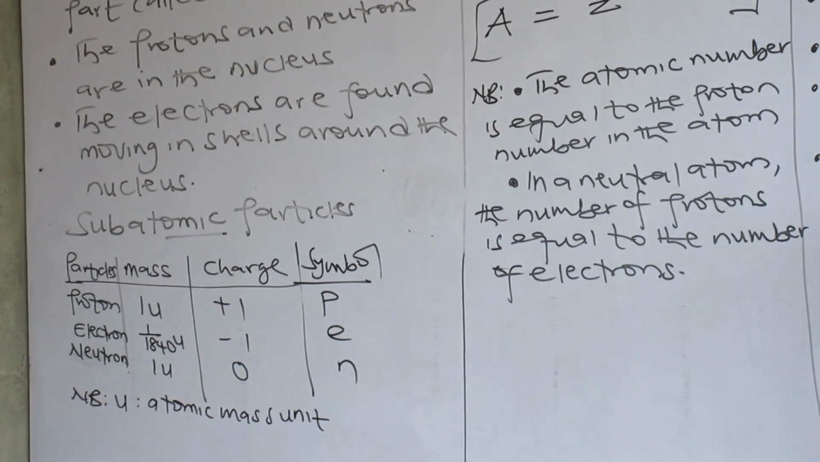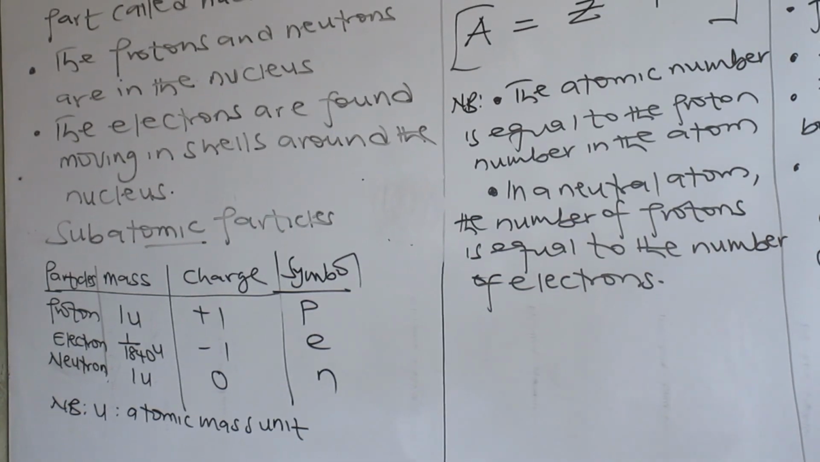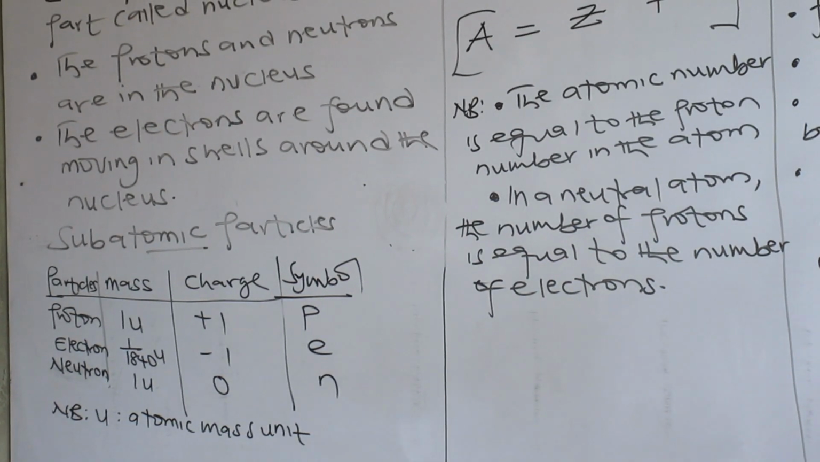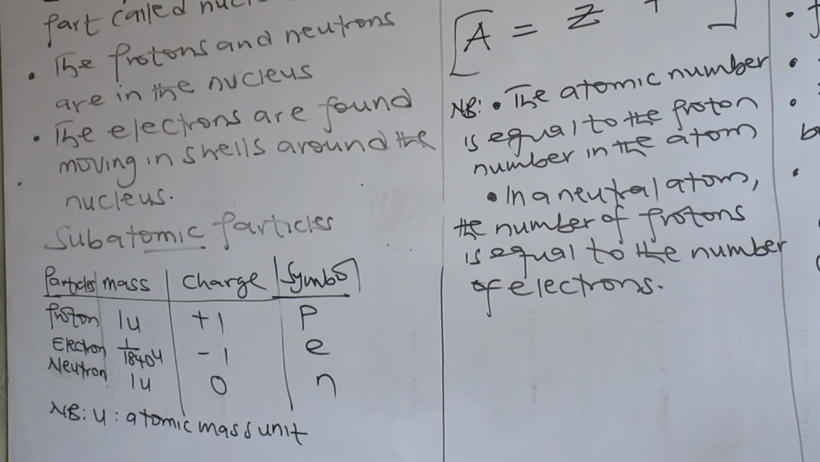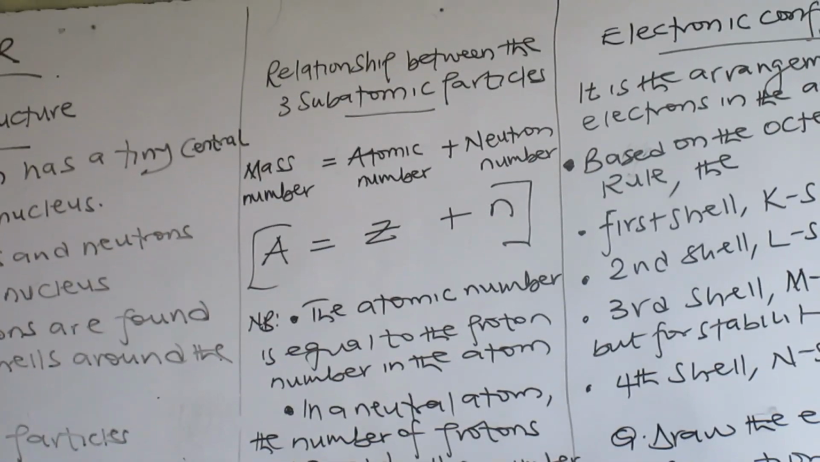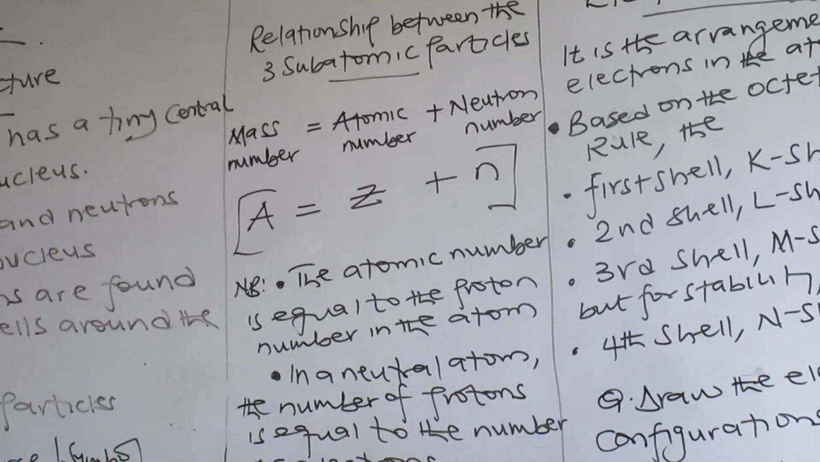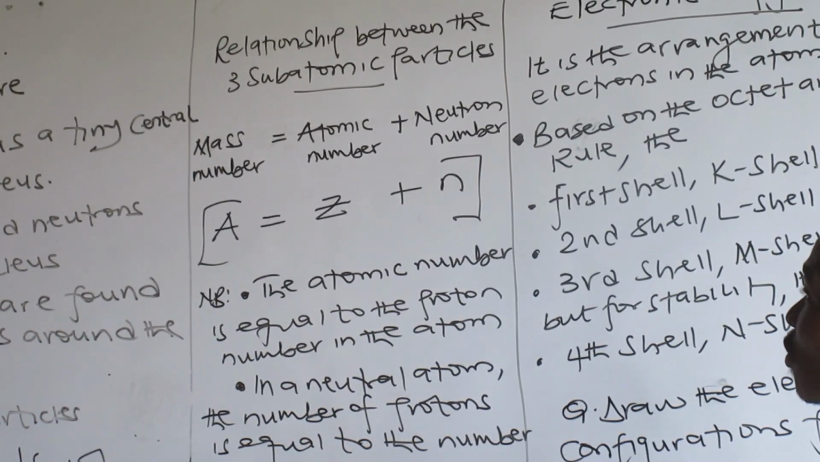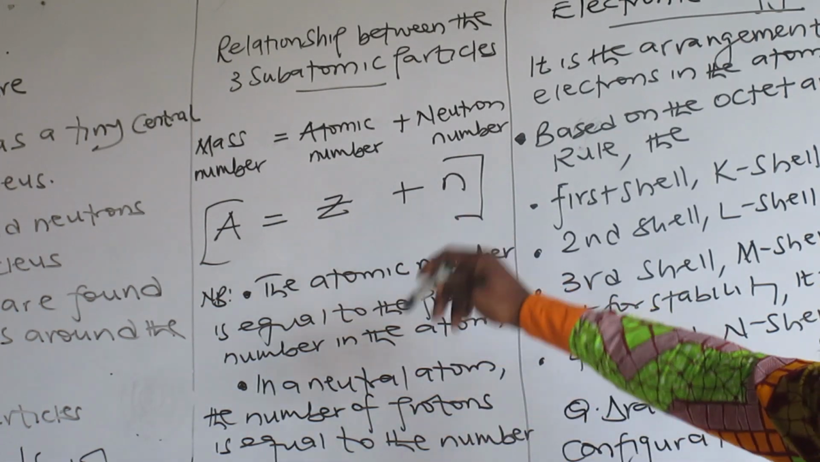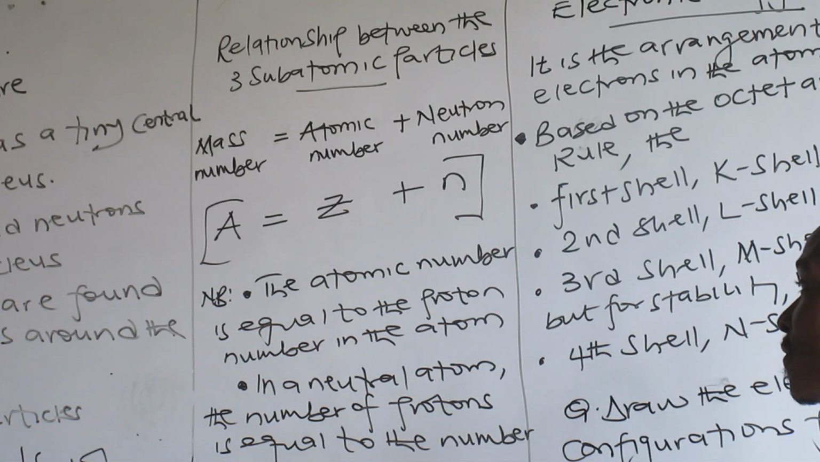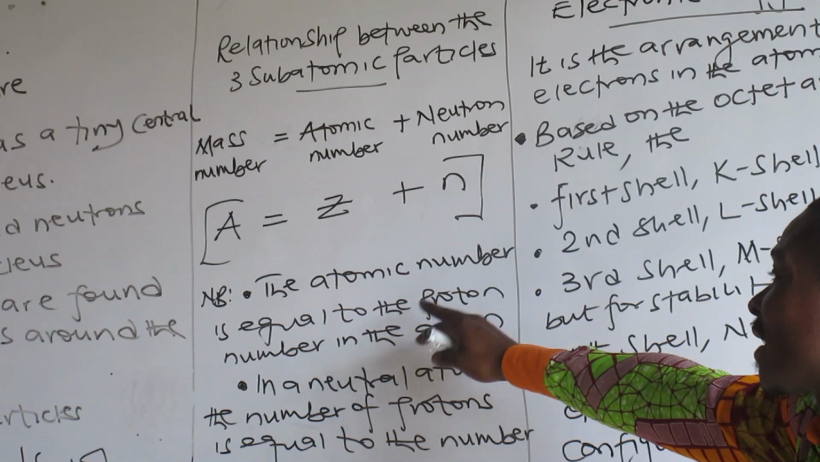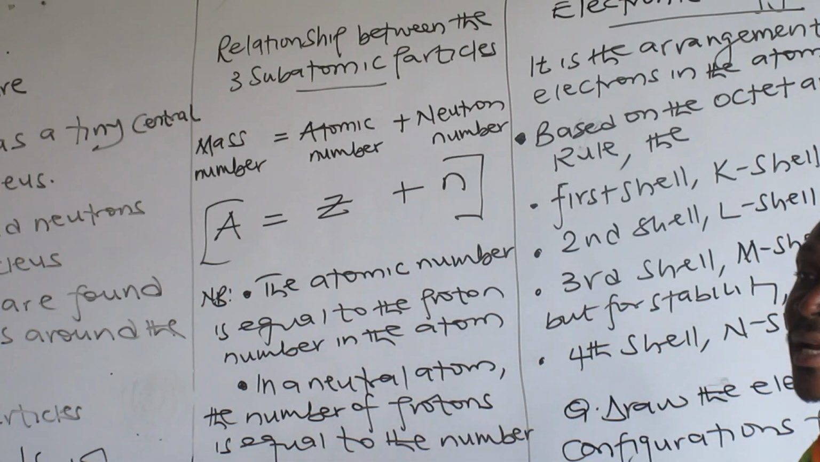When you punch 1 over 1840 on the calculator, you're going to get 0.000 and so on, which means it is very small, right? Good. So that's a fraction. The u means atomic mass units. Mass number is equal to atomic number plus neutron number. So when they ask you to find the mass number, that is the formula to use. Now, the atomic number is equal to the number of protons in the atom.